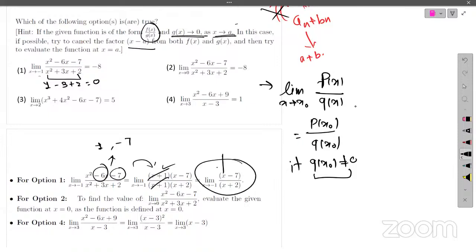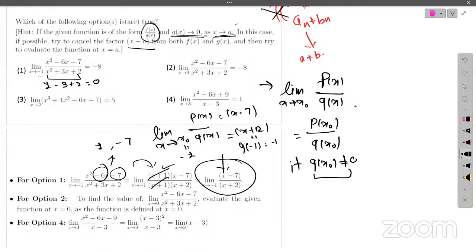Now again, this is in the form of the limit as x goes to x naught of P of x upon Q of x. Here x naught is minus 1, P of x is x minus 7, and Q of x is x plus 2. Q at x naught is not equal to 0: if you put minus 1, Q of minus 1 is minus 1 plus 2, which is equal to 1, not equal to 0. So we can apply our result and say that this limit is P of x naught upon Q of x naught, that means minus 1 minus 7 upon minus 1 plus 2. In the numerator we get minus 8 and upon 1, which is equal to minus 8. So that's why option number 1 is correct.